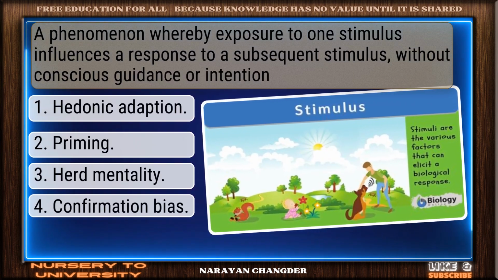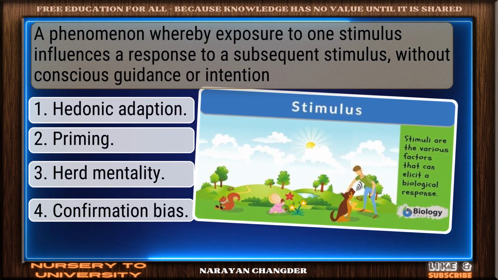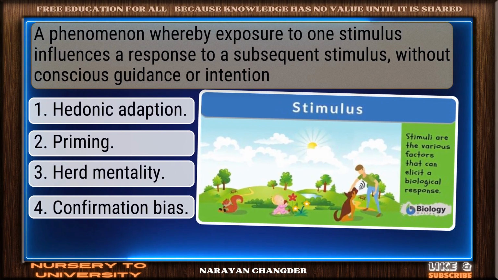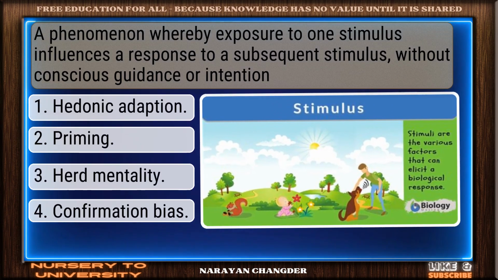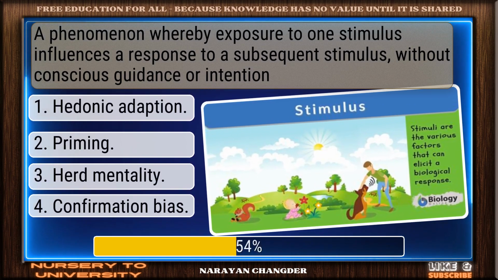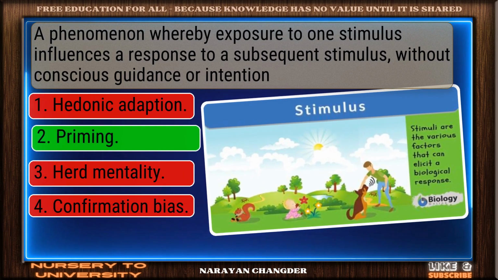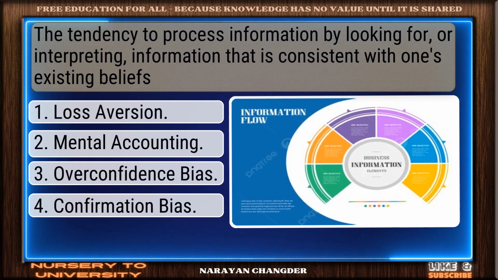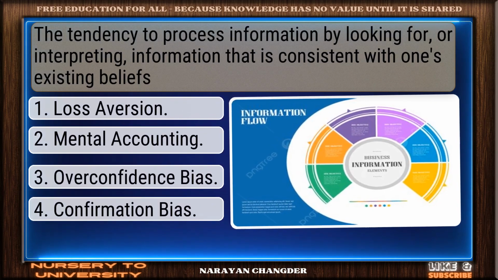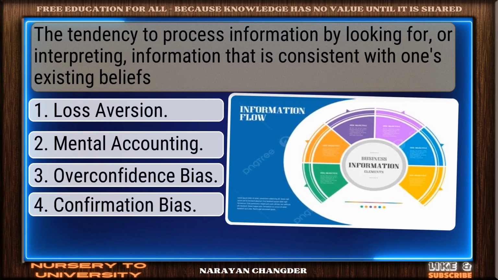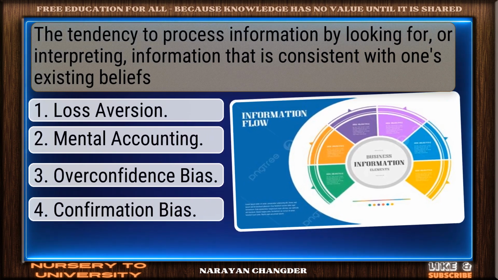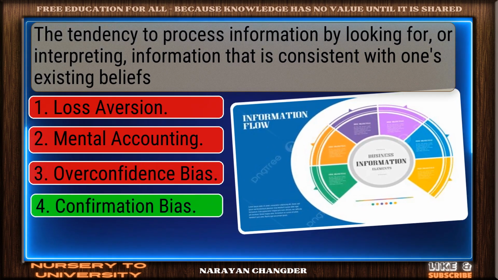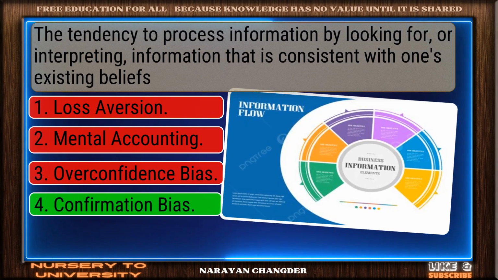A phenomenon whereby exposure to one stimulus influences a response to a subsequent stimulus without conscious guidance or intention. Correct. Priming is the right answer. The tendency to process information by looking for or interpreting information that is consistent with one's existing beliefs. Well picked. Confirmation bias is the correct answer.